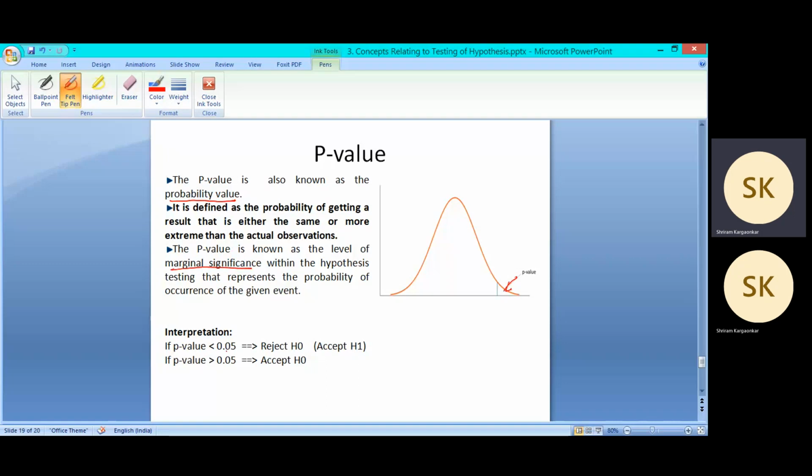If the p-value is less than 0.05, you can reject H naught. So when it is less than 0.05, H naught is rejected. If it exceeds 0.05, then you accept H naught. When you reject H naught, it means there is not enough evidence to accept H naught. That's why it is rejected.